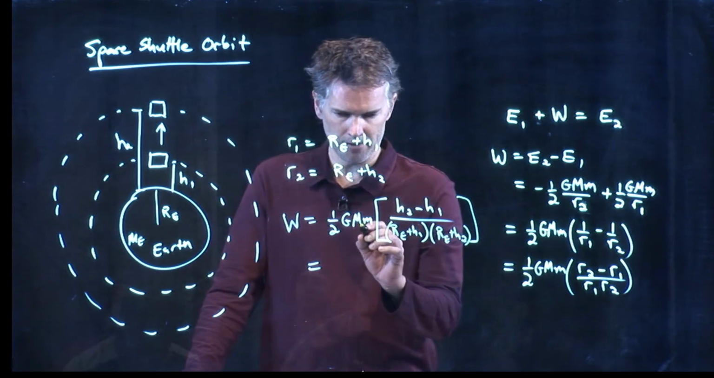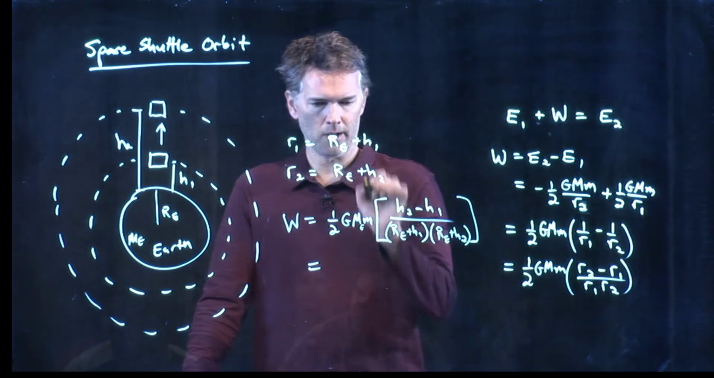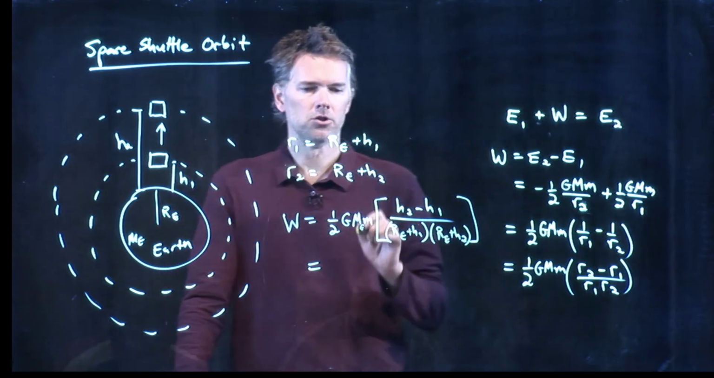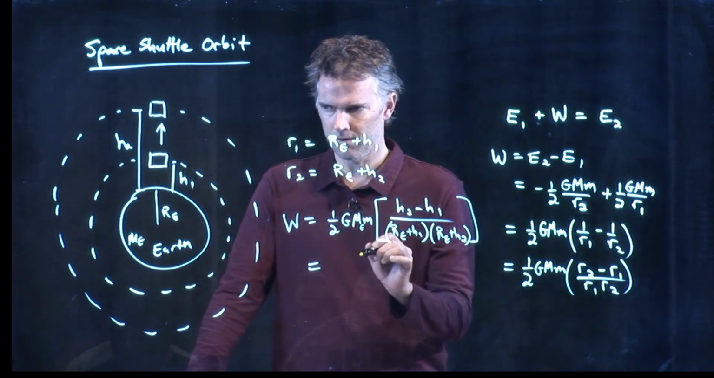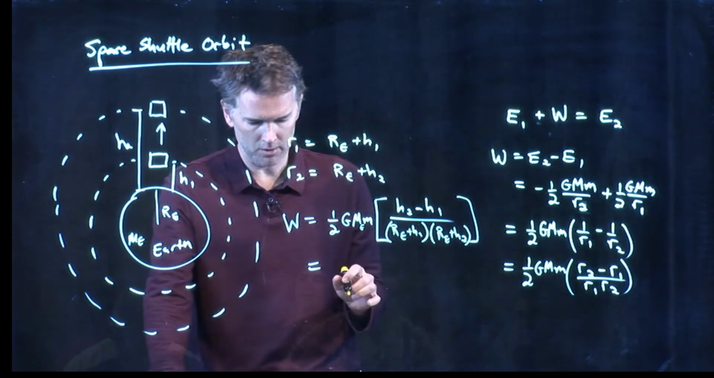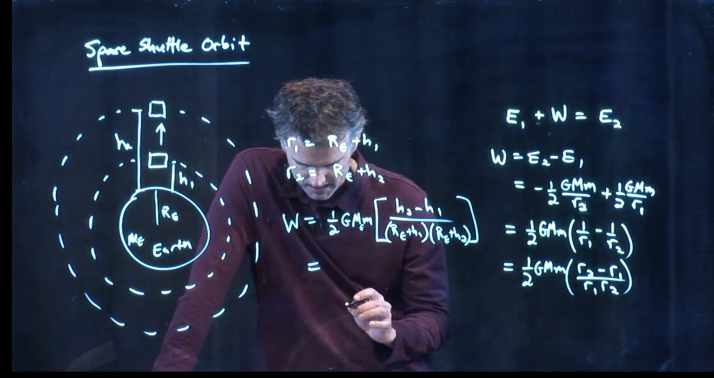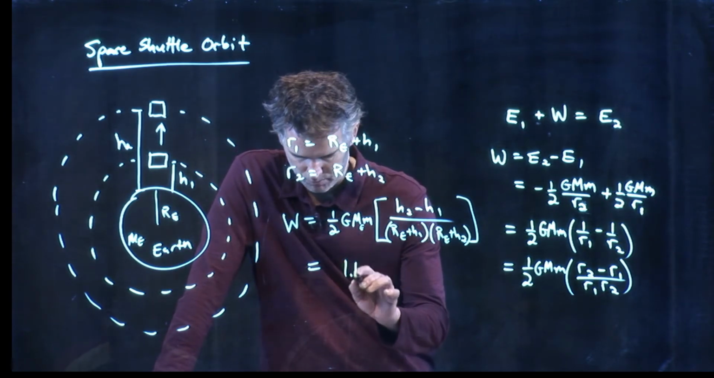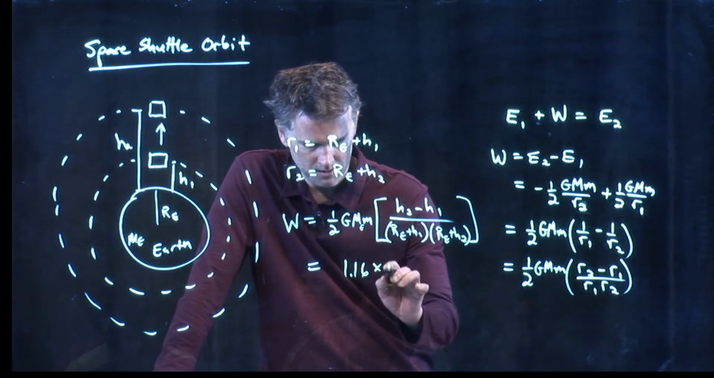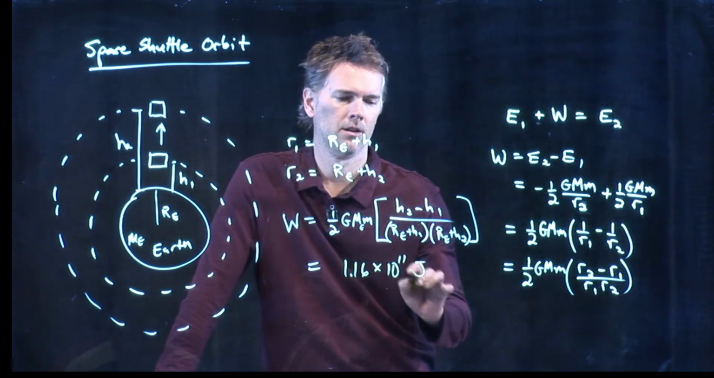This is, of course, the mass of the Earth. That little m is the mass of the shuttle. G is the universal gravitational constant. If you plug in all those numbers, you can double check with me, but you should get 1.16 times 10 to the 11 joules.